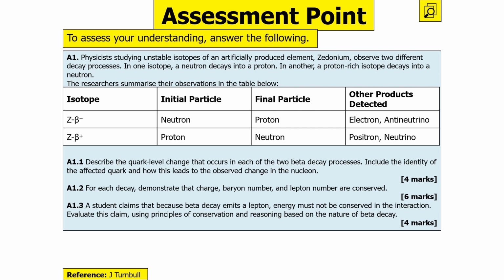Describe the quark level change that occurs in each of the 2 beta decay processes, include the identity of the affected quark and how this leads to the observed change in the nucleon. And then for each decay, demonstrate that charge, baryon number and lepton number are conserved.